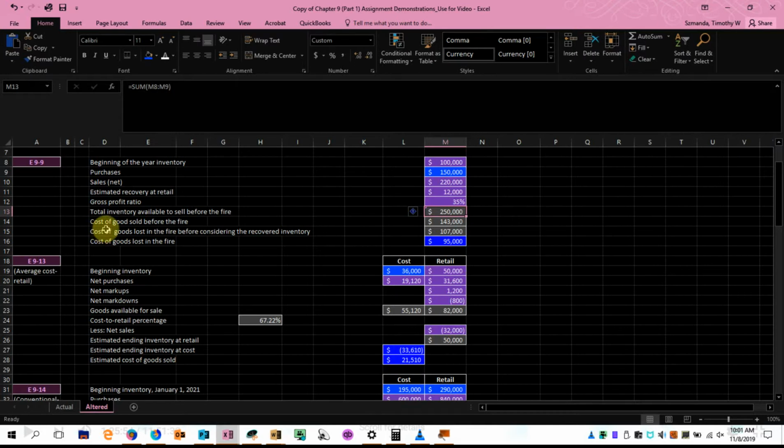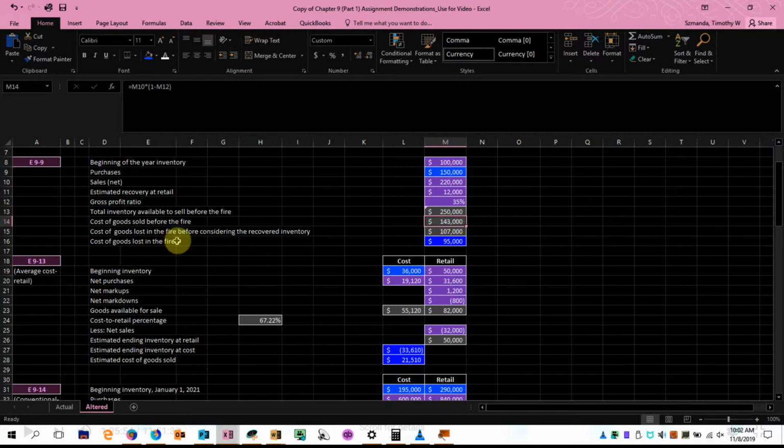Then I calculated the cost of goods sold before the fire. So the cost of goods sold before the fire is determined by taking the sales and multiplying it by 1 minus 35%, or 65% of sales. So 65% of $220,000 is $143,000. All right, so that's the inventory we sold at cost before the fire.